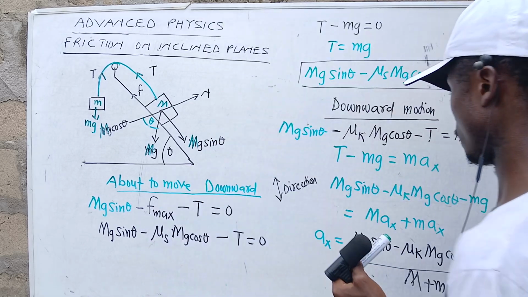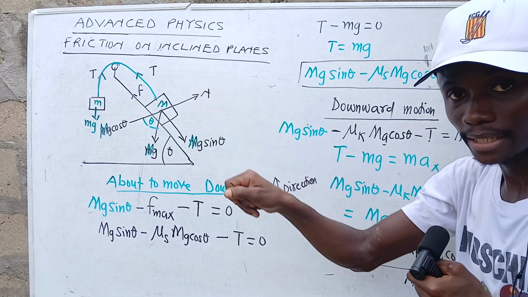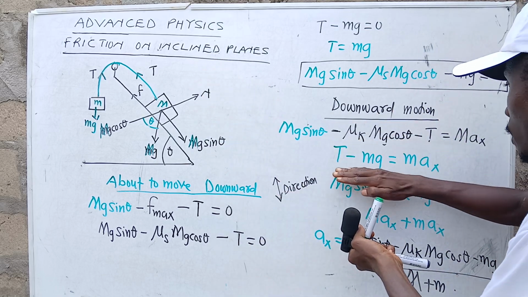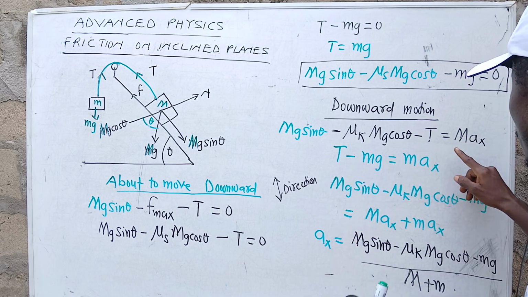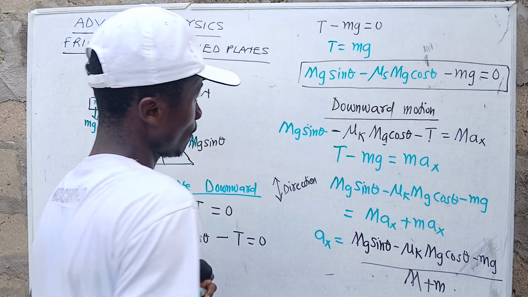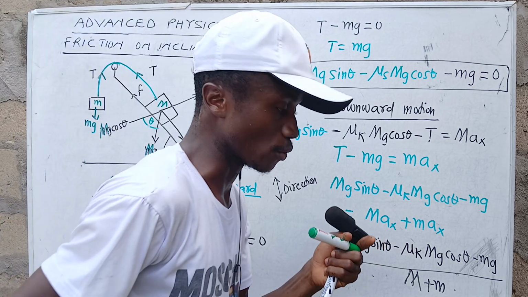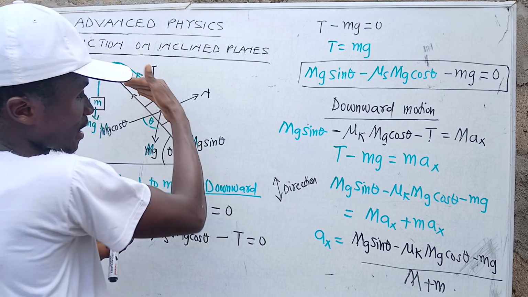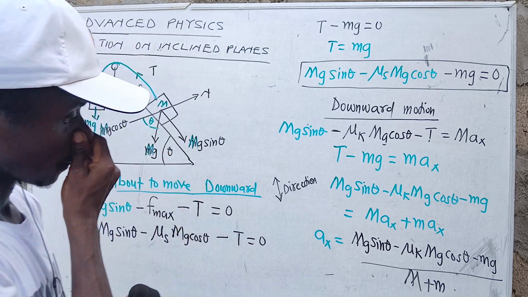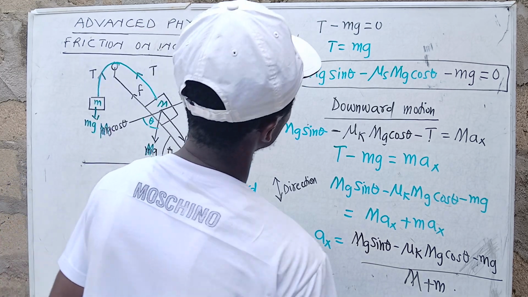That will be a_x. And if you want the tension in the string when it moves downwards, you can divide this equation by that. For that, a_x will cancel and you make T the subject. This case will be similar to the case when there was no friction on the incline. So let's solve for the tension.